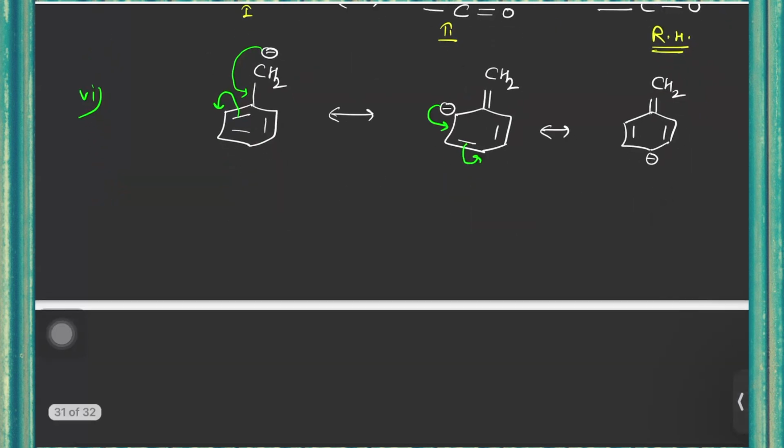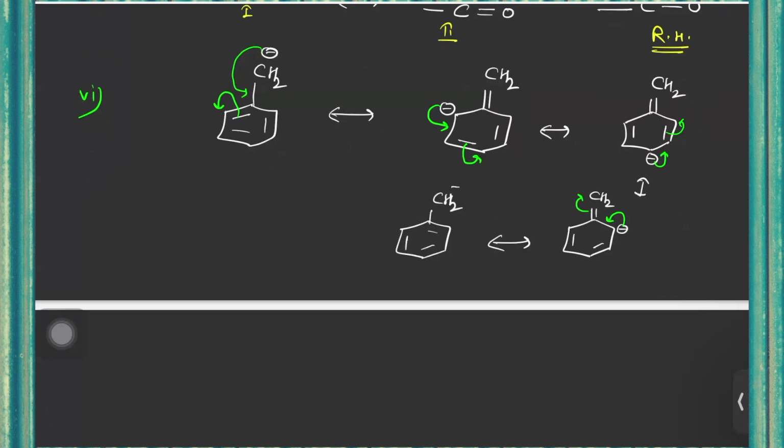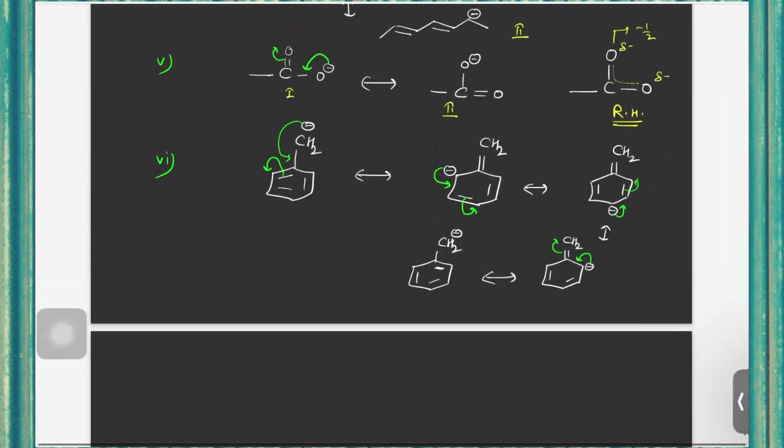Then what will happen? This negative charge will come here and this pi bond will break like that. So we will see the resonating structure as double bond, negative charge, double bond CH2. Then what will happen? This negative charge will come here. This existing pi bond will break. So you will be getting the resonating structure as this one, CH2 minus. So now you tell me, did you get it? Yes, sir. Siddharth? Yes, sir. Okay, fine.